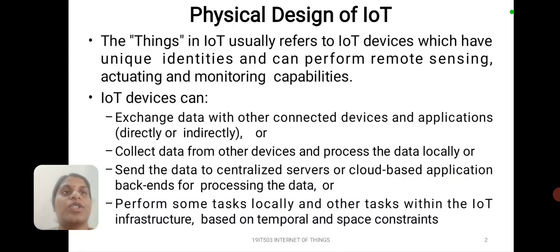The things in the IoT usually refers to the IoT devices which have unique identities and can perform remote sensing, actuating and monitoring capabilities. IoT devices can exchange data with other connected devices and applications directly or indirectly, or collect data from other devices and process the data locally, or send the data to centralized servers or cloud-based application backends for processing, or perform some tasks locally and other tasks within the IoT infrastructure based on the temporal and space constraints.